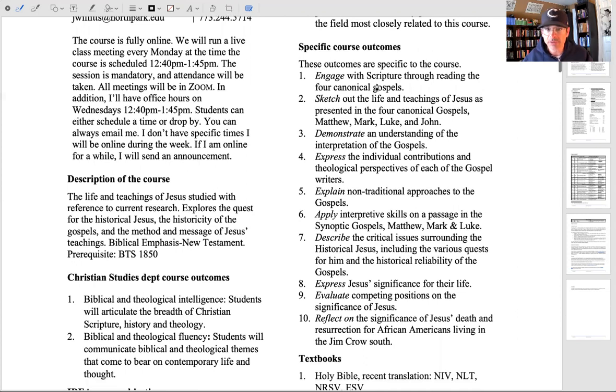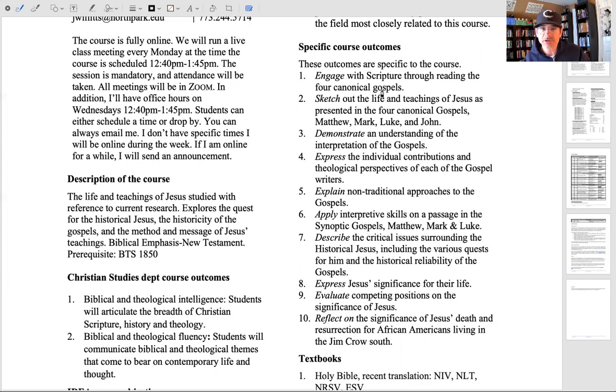So, the course will engage with Scripture through reading the four canonical Gospels. We will walk through over a series of weeks, reading the Bible, reading about 7 chapters a week. And by the time we get to the end of the semester, we'll have read Matthew, Mark, Luke, and John. Sketch out the life and teachings of Jesus as presented in the four canonical Gospels. So we will know by the end of this class largely what Jesus did and what Jesus said.